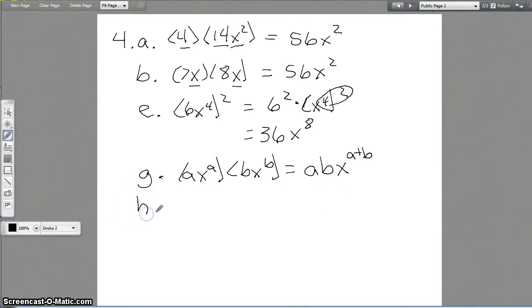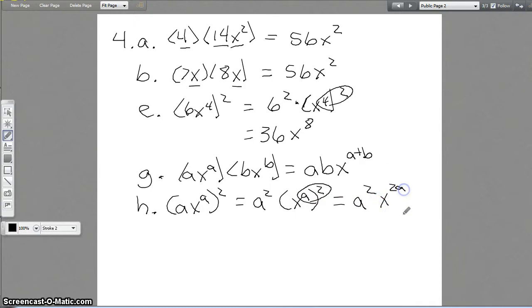Okay, part H is the last one we're going to do for number 4. And that is a times x to the a, and we're squaring it. That is the same as a squared times x to the a squared. When you raise a power to a power, it means that you multiply the exponents. So this is going to be a squared times x to the 2a.